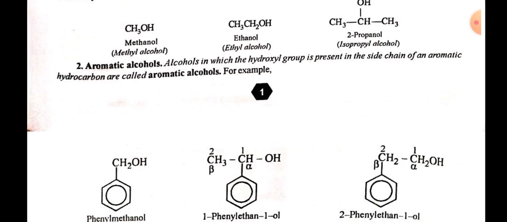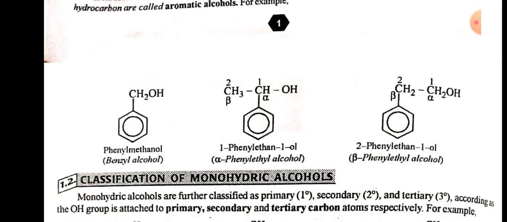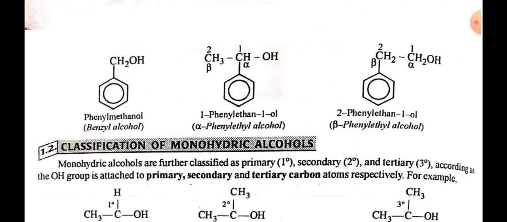Aromatic alcohols are alcohols in which the hydroxyl group is present in the side chain of an aromatic hydrocarbon. For example, we have three examples here. First is phenyl methanol, that is benzyl alcohol. Second one is 1-phenyl ethanol, that is alpha phenyl ethyl alcohol. And third example is 2-phenyl ethanol, that is beta phenyl ethyl alcohol.